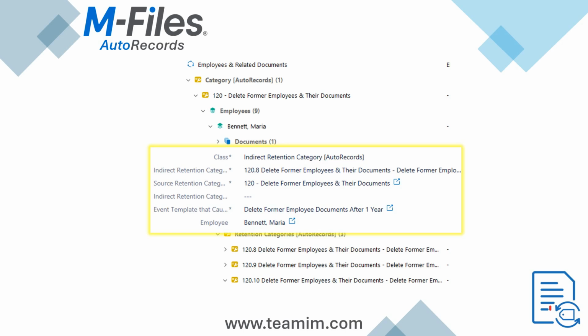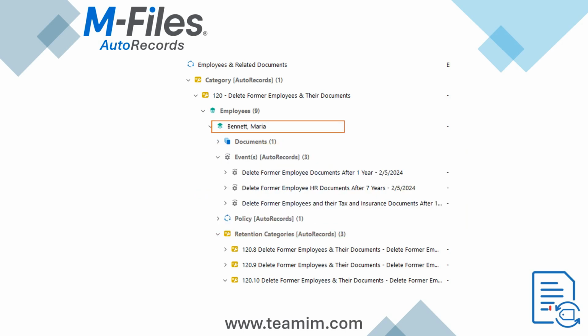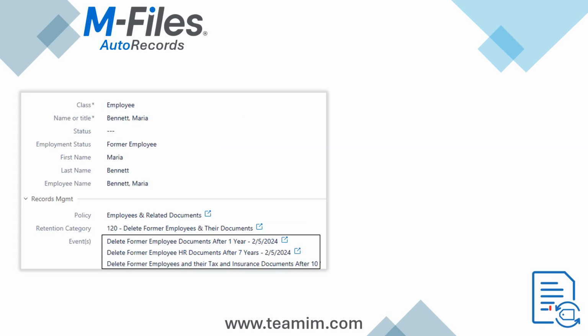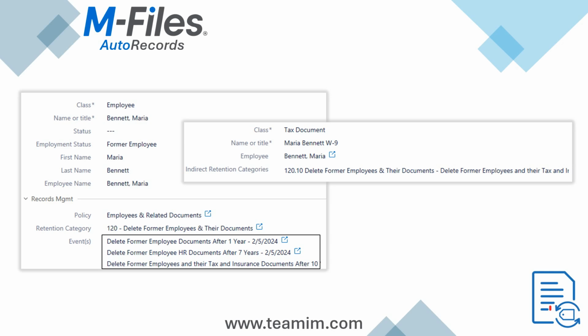We can also see this retention by looking at the employees and examining the actual documents. When looking at an employee, we will see all the events scheduled for the employee to handle retention for the various types of documents. And if we were to look at a document, we would see the indirect retention category which has been assigned to that document. Importantly, the events that will be performing retention are scheduled based on the employee and not the individual document.